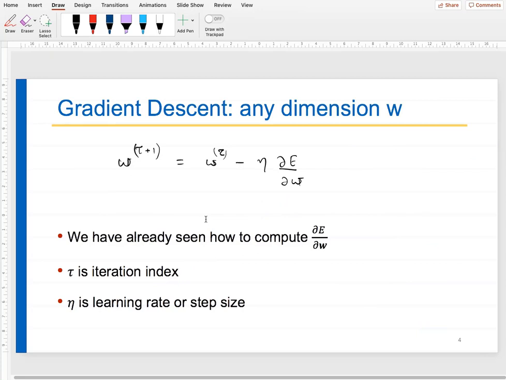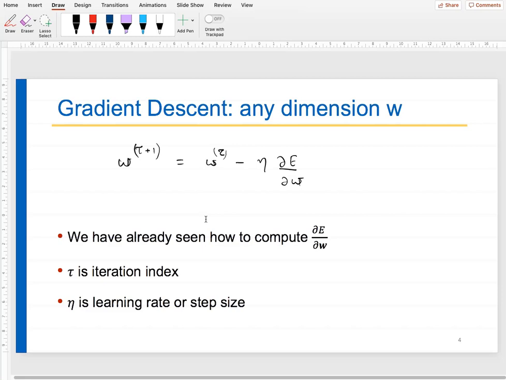I can use it for any dimension of W. It could be a vector, a matrix, or any tensor. And this is the general formula. Tau is the iteration index. Basically, in the first iteration you update your W, then in the second iteration you update it again. So that is called an iteration.